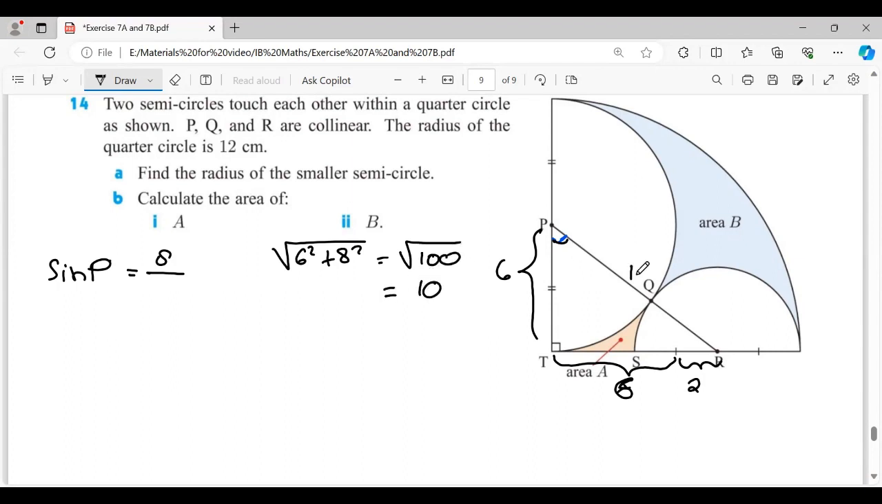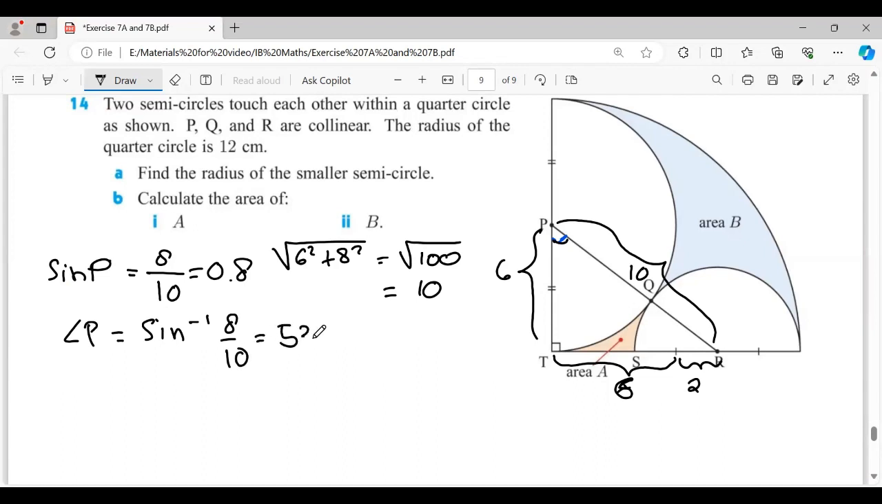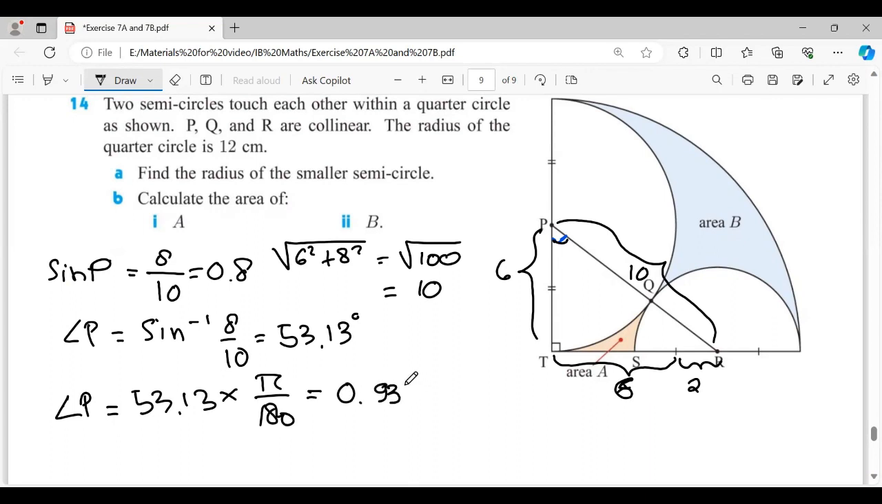Yes, this is 10. Okay, so it means 8 over 10, so it is 0.8. And it means angle P equals arc sine, or sine to the power negative 1, of 8 over 10, equals 53.13 degrees. And after that, we will convert into radians. So 53.13 times pi over 180 and it becomes 0.93 radians.